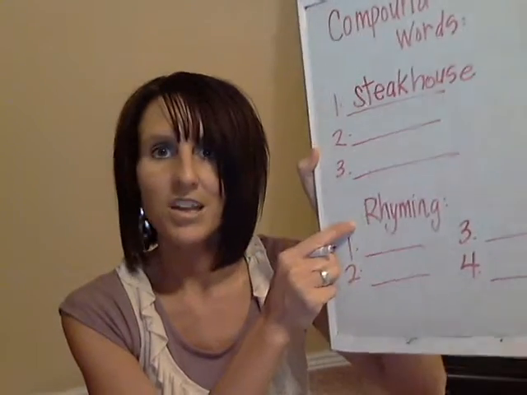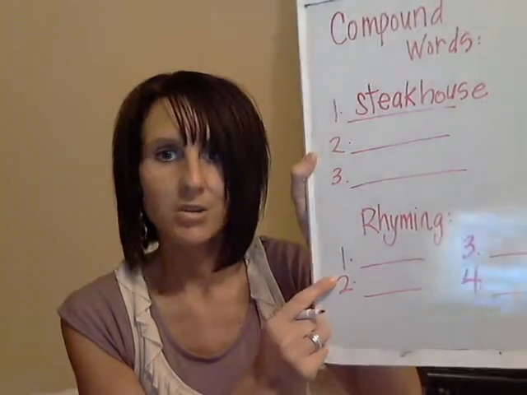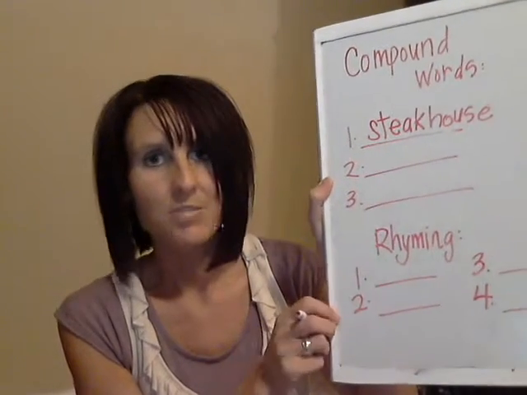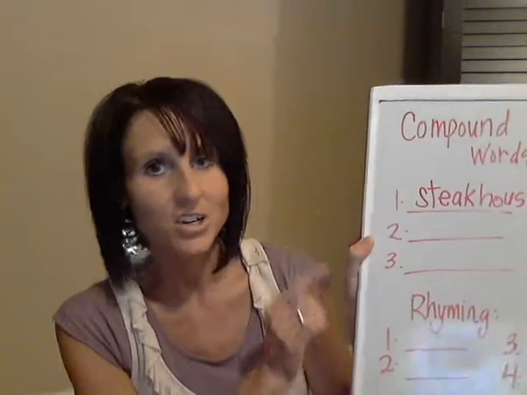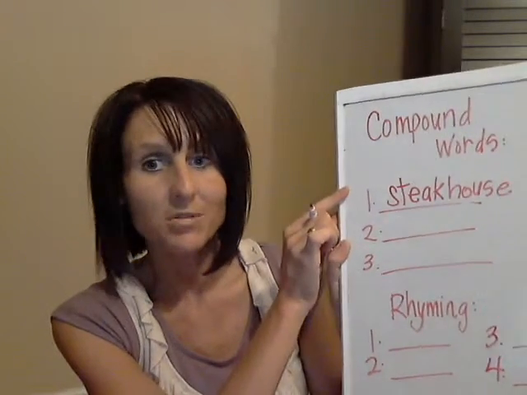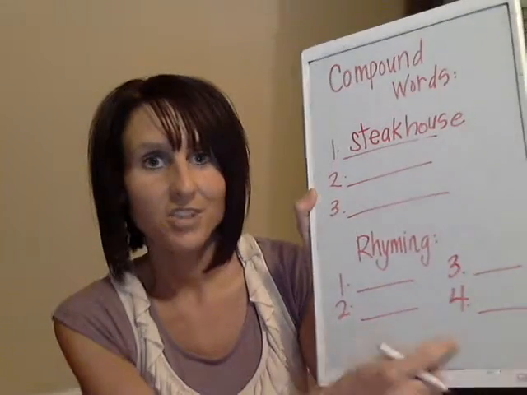Then you're going to find 2 sets of rhyming words. And then you're going to write them and give this list to your learning coach so they can check and make sure that you found the 3 compound words and the 2 sets of rhyming words. And once you've done that, you've completed your second assignment on your list of things to do.